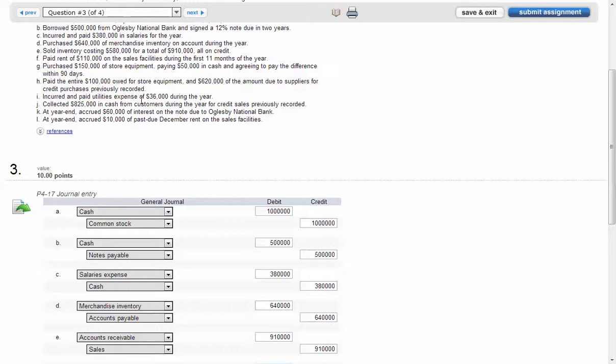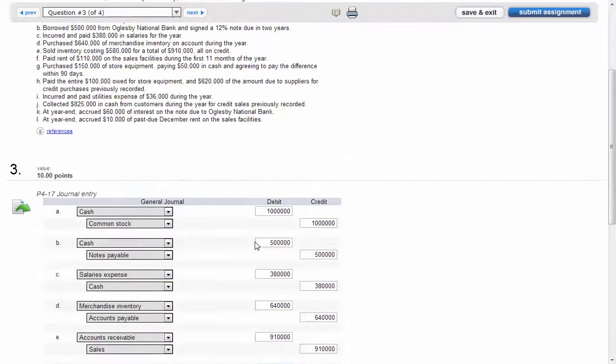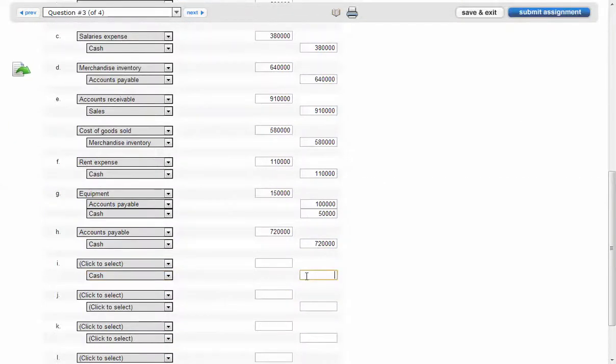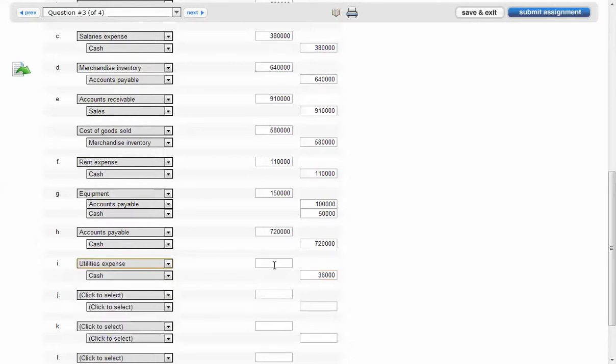How about I? Incurred and paid utilities expense of $36,000 during the year. Well, if you pay it, we credit cash, $36,000. And then the debit is to what? We bought utilities expense, so we'll debit utilities expense, $36,000.